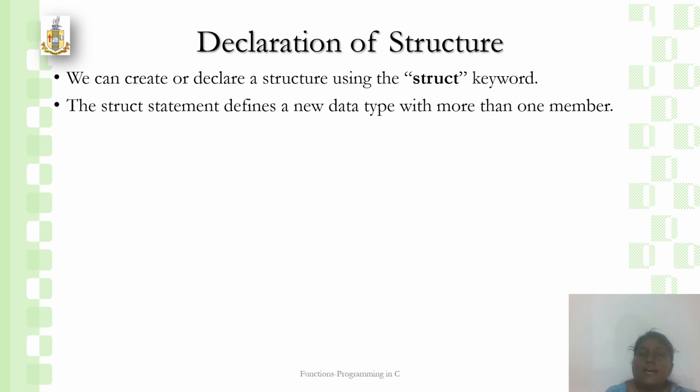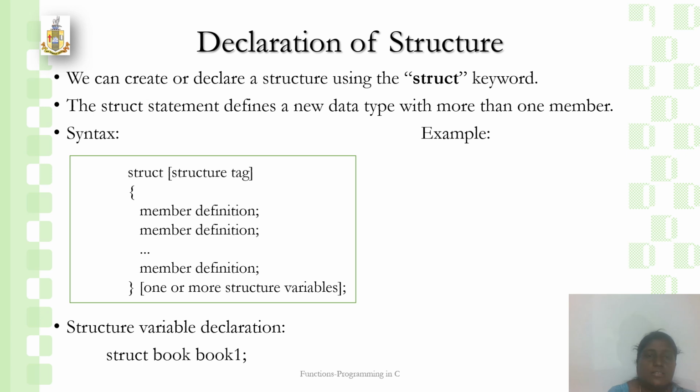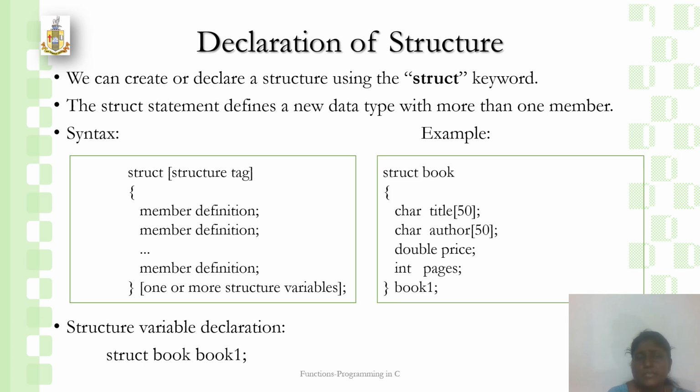And how can you declare a structure? You must use the keyword struct, and this is the syntax. Struct is the keyword. Then the structure tag, where you specify the structure name. And these are the member definitions, specifying what type of members you are going to add. And then one or more structure variables. You can add more structure variables, and structure variables are how you call the structure back.